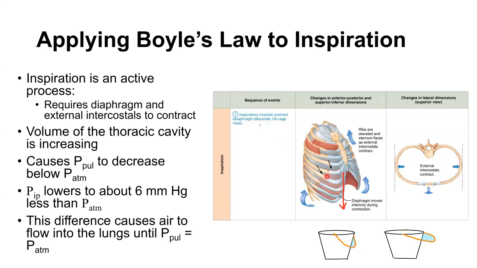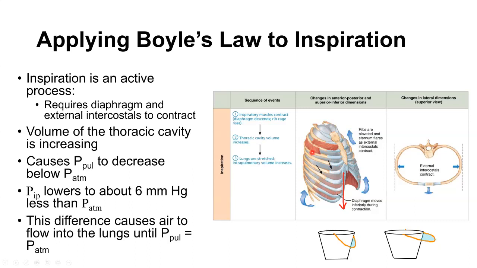The bucket handle is going to represent the ribs, okay? As the ribs expand, it's like when you start to pick up the bucket by its handle, and as you can see, there's more space between the bucket and the handle. It's the same situation with the ribs, in which there's going to be more space in the thoracic cavity as the inspiratory muscles contract. As a general rule, this just increases the volume in the thoracic cavity.